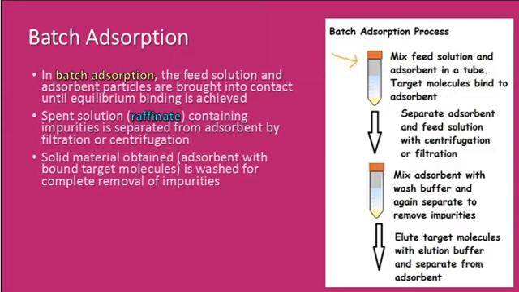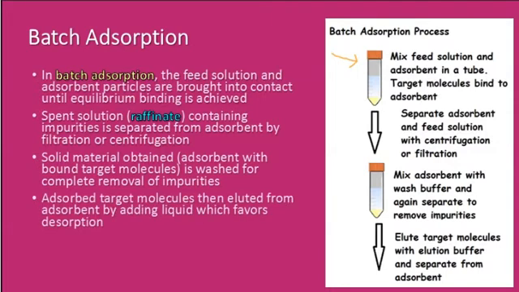Then you're going to go through a wash step where you add a solution or some kind of wash buffer to the absorbent, go through the same process, maybe vortex it or shake it up good to wash away any impurities that might still be associated with the absorbent but not actually bound to it. Then you go through the same process of separating that liquid from the solid, so maybe centrifugation again, remove that wash buffer that might contain impurities. Then you can get to the step of elution.